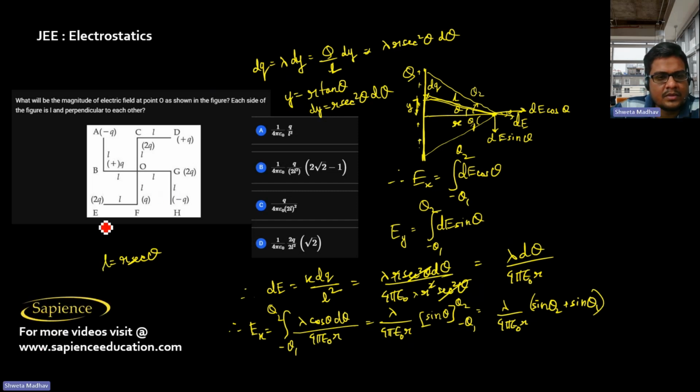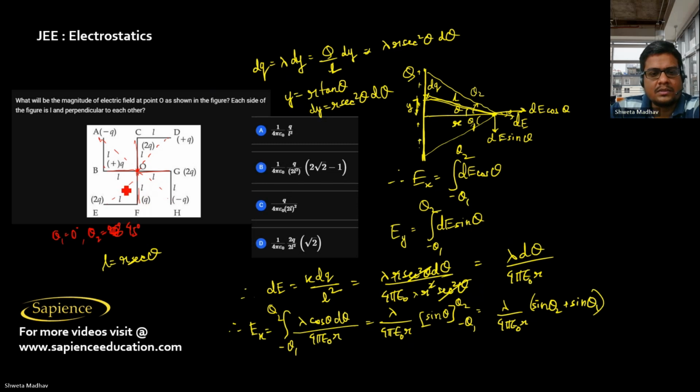So it means if you have to find the electric field at the point O, then for these parts there will be no electric field, but for these parts there will obviously be electric field. For this part, theta 1 is 0 degrees, and theta 2 is 90 degrees. No, theta 2 is not 90. This is L, this is L, so theta 2 is 45 degrees. For this also theta 2 is 45 degrees, and for this one also, and this one also theta 2 is 45 degrees. Okay.